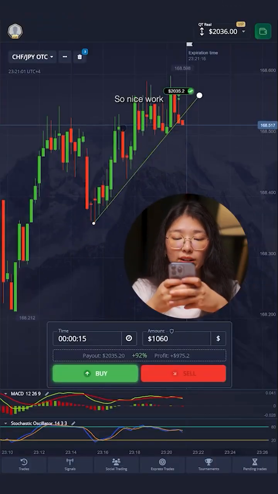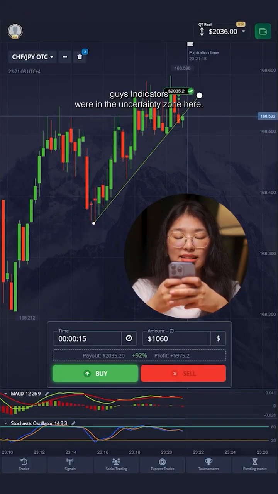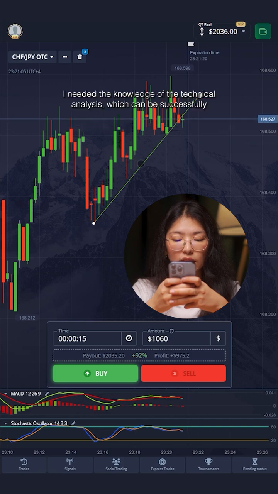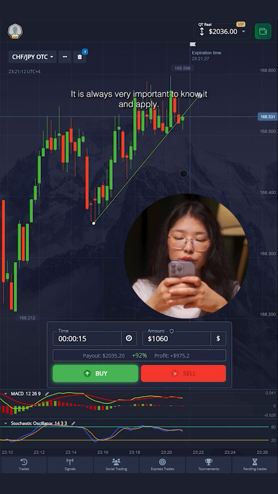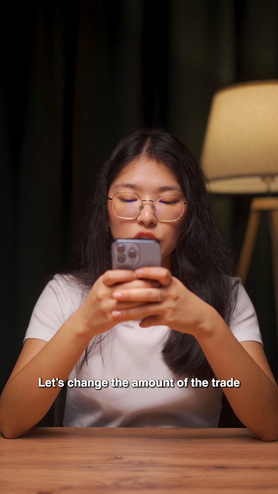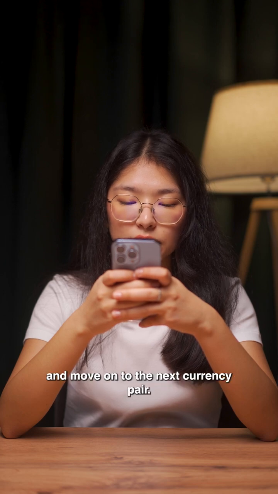So nice work guys, indicators were in the uncertainty zone here. For trading I needed the knowledge of the technical analysis, which can be successfully applied like this. It's also important to know it and apply it. So let's change the amount of the trade and move to the next currency pair.